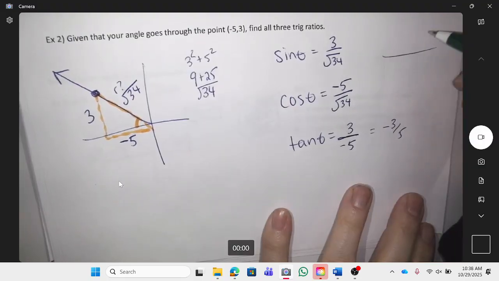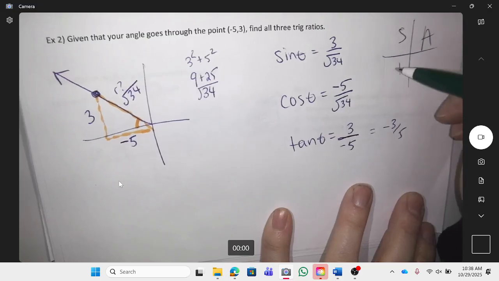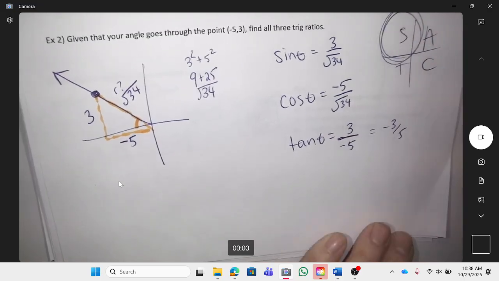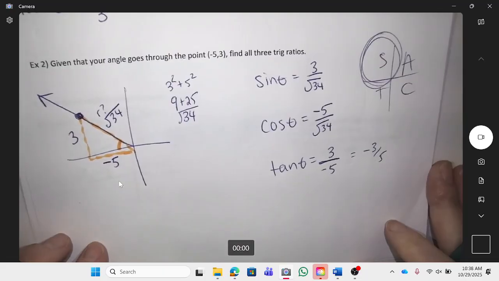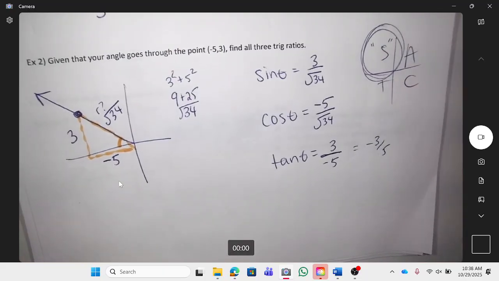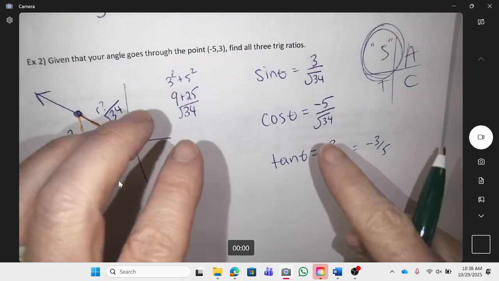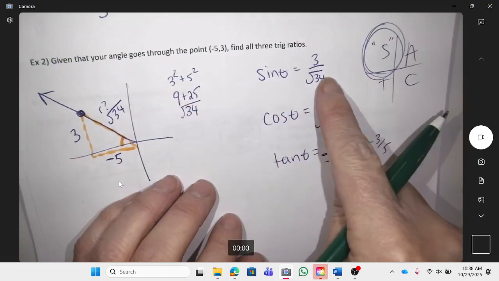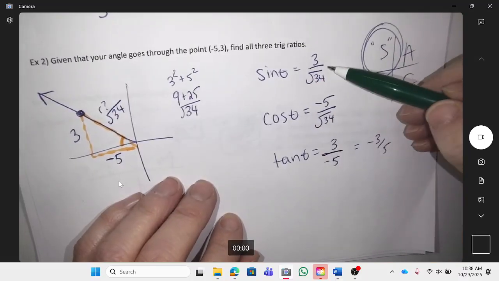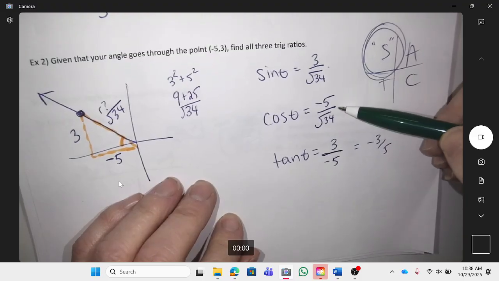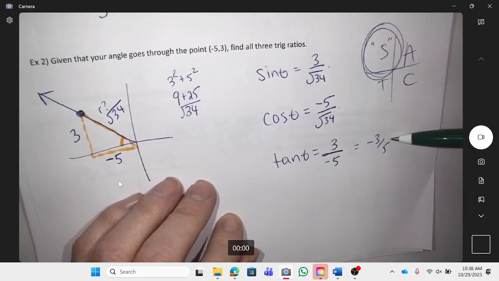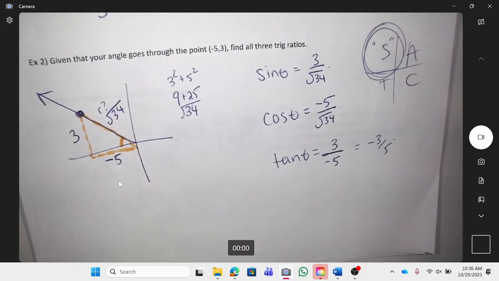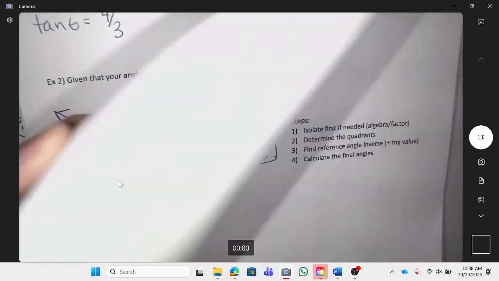Hey, let's check this out. Remember when we were doing ASTC? We landed in this quadrant with the S part. What does this tell me about these things? When I'm getting a sine trig value, it has to be positive. Cos better be negative. Tan better be negative. Look at that. See, it's all going to fit.